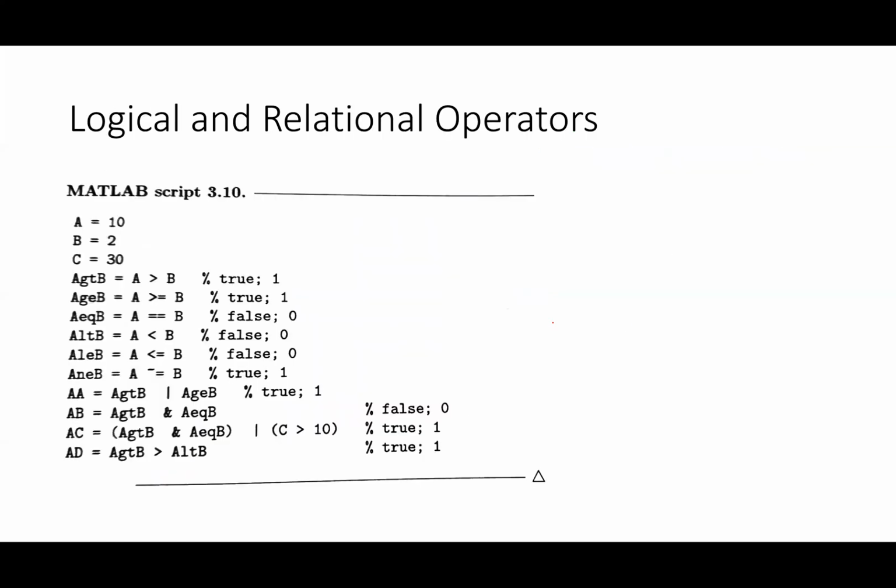One thing I linked to on the Canvas page, and it's in the book: when I look at my relational operators and logical operators, if I'm looking to see if two things are equal, I put equal, equal. Not equal is the little tilde, which is usually next to the 1 key on your computer. Any questions about that stuff?